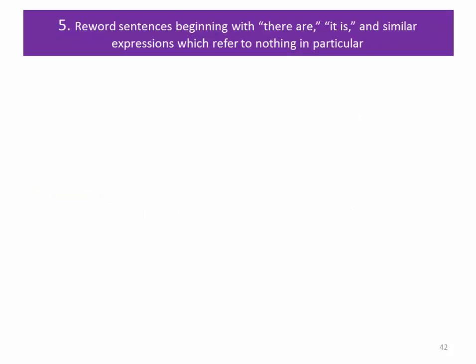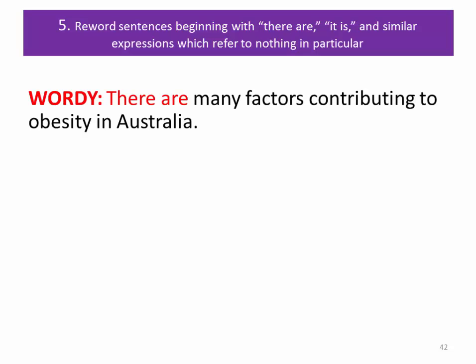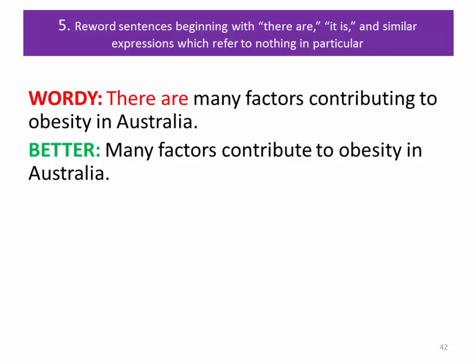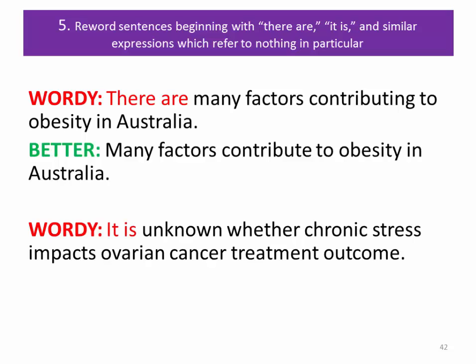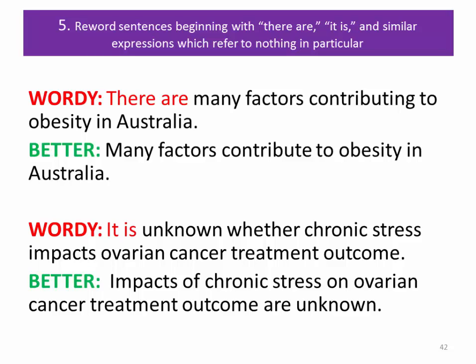The fifth way to avoid wordiness is to reword sentences beginning with there are, it is, and similar expressions which refer to nothing in particular. So for example, instead of saying there are many factors contributing to obesity in Australia, you can say many factors contribute to obesity in Australia. Or instead of saying it is unknown whether chronic stress impacts ovarian cancer treatment outcome, you can say impacts of chronic stress on ovarian cancer treatment outcome are unknown.